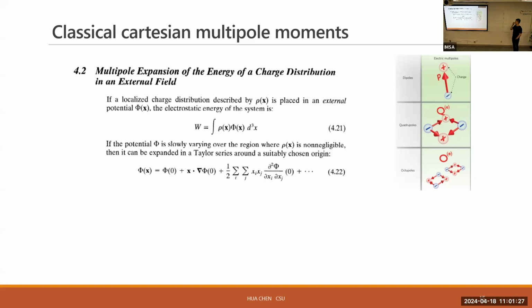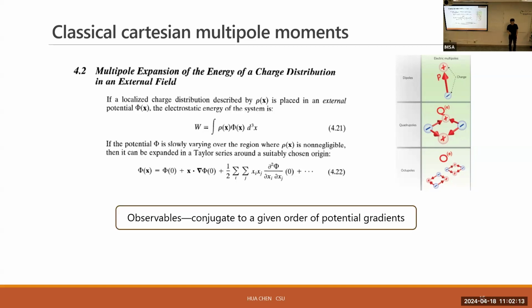Basically, if you have an interaction between your charge densities and an external field or potential, this is a snapshot from Classical Electrodynamics by Jackson, Chapter 4. If you do a Taylor expansion of your electrostatic potential about the origin, and finish the integral in space, the coefficients of higher order derivatives of the electrostatic potential would be what we call the multipole moments. In other words, the multipole moments are observables. They are conjugate fields, or conjugate observables, or variables to higher order gradients of the potential close to them.